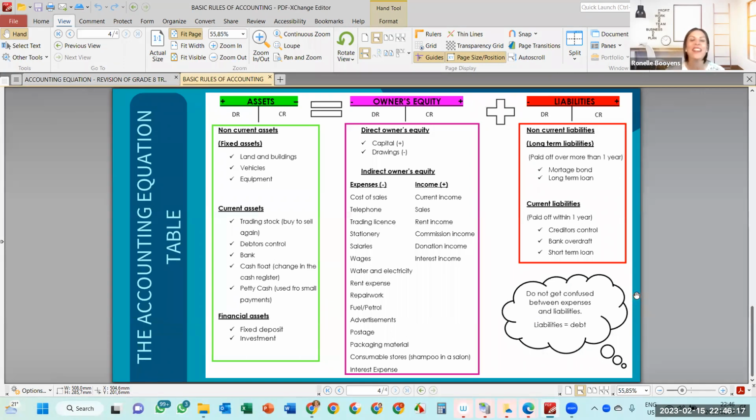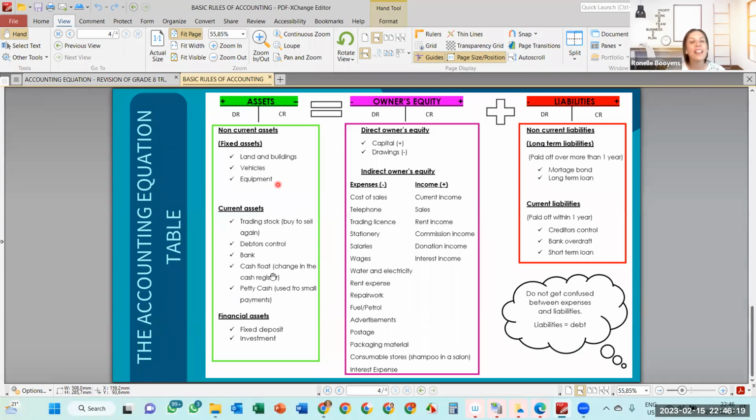You need to know the accounting equation and all its elements and which type of accounts are assets, which ones are owner's equity, and which ones are liabilities. You also need to know the rule for assets, debit plus, credit minus, owner's equity, debit minus, credit plus, liabilities the same as owner's equity, debit minus, credit plus.